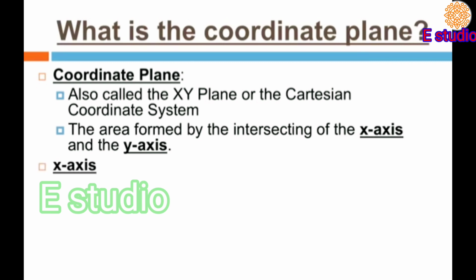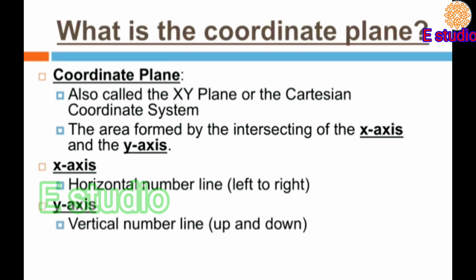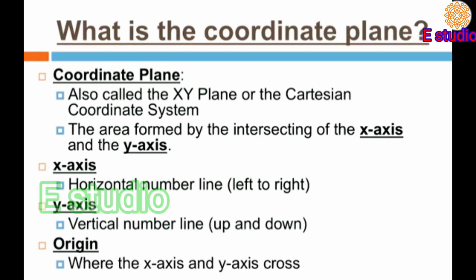So the x-axis is a horizontal number line that goes from left to right. Basically, the word horizontal means left to right. And the y-axis is a vertical number line, which means it just goes up and down. So vertical means it goes up and down. And the origin is a very, very important thing that you should remember whenever you're plotting points. The origin is actually where the x-axis and y-axis cross or intersect.